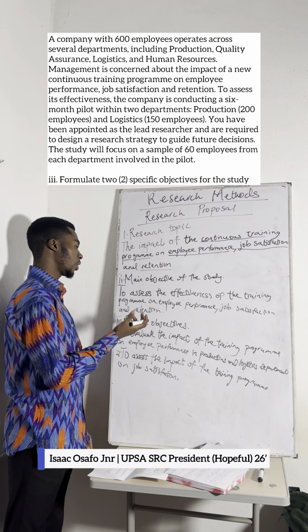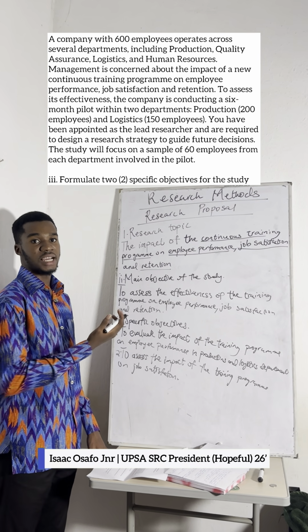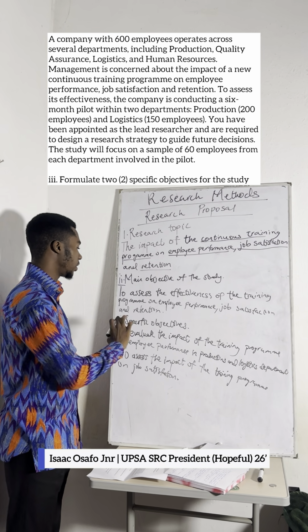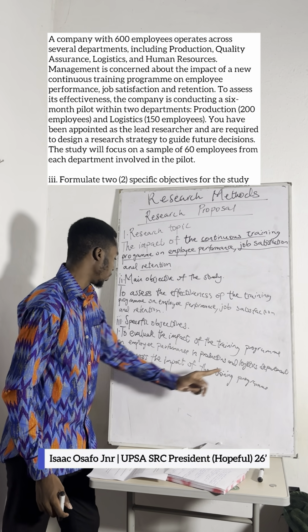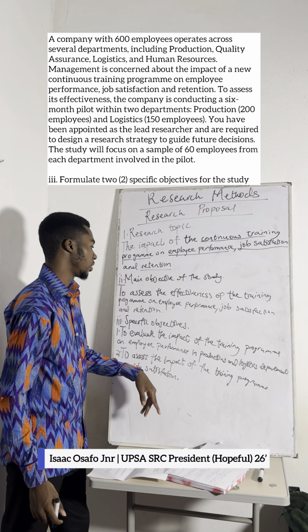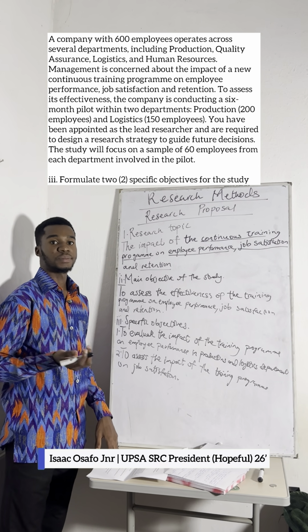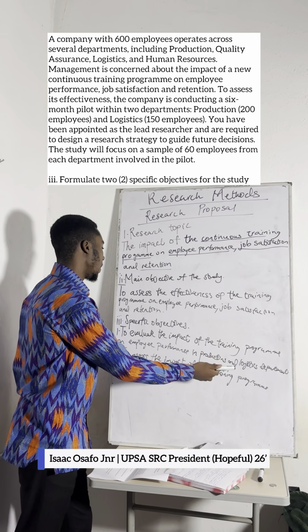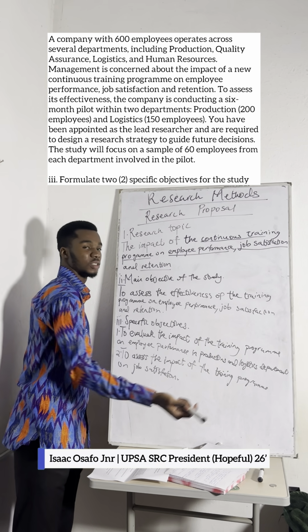And then for the specific objectives too, sometimes they can ask you for a research question that aligns with each specific objective that you stated. So for the first specific objective that you stated, which we said is to evaluate the impact of the training program on employee performance in productions and logistics departments, if you're asked for a research question that aligns with it, you can say, how does the training program affect employee performance in productions and logistics department?